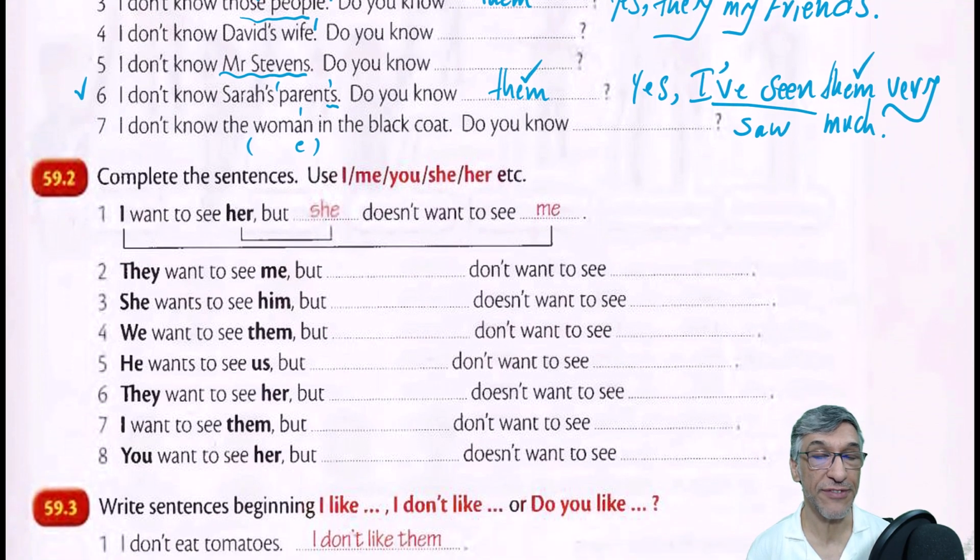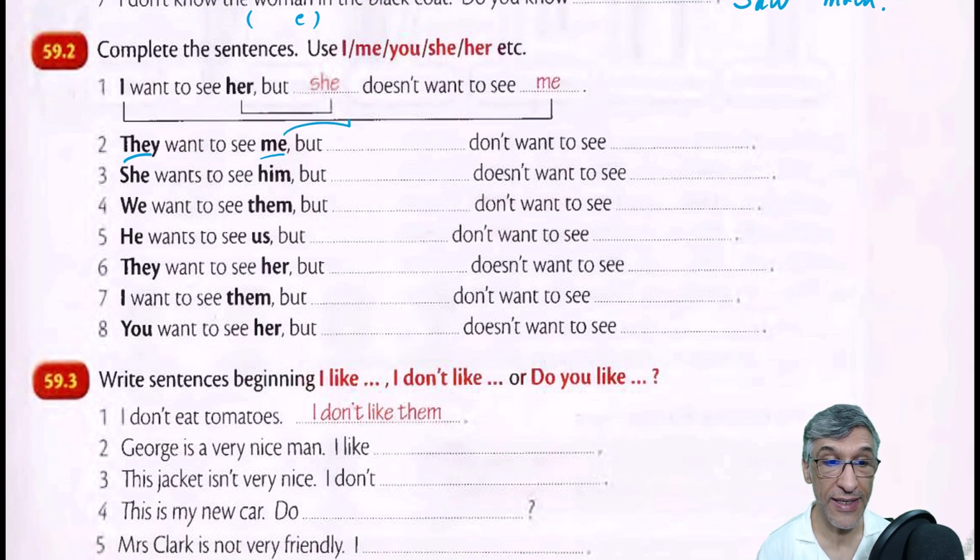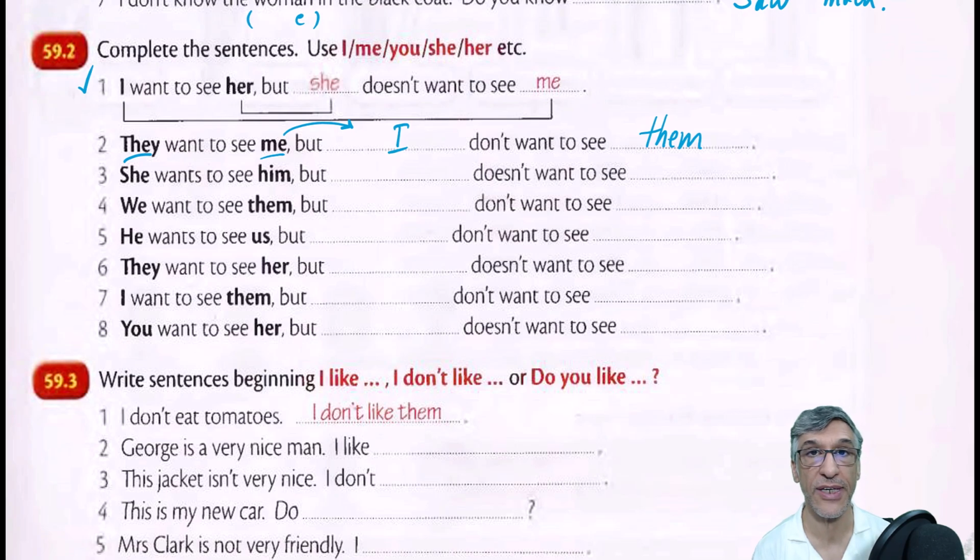Number 2, 59.2 is very, very interesting. Look at this one. You want to see me. Oh, they want to see me. They want to see me. Okay, but I don't want to see them. Exactly like the sample is already done for us. I want to see her. "Her" is a she, huh? You know that? But she, look at it here, she doesn't want to see me, and "I" is the subjective and "me" is objective. It's a very beautiful exercise.